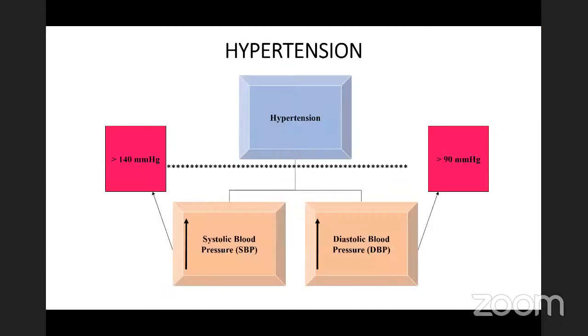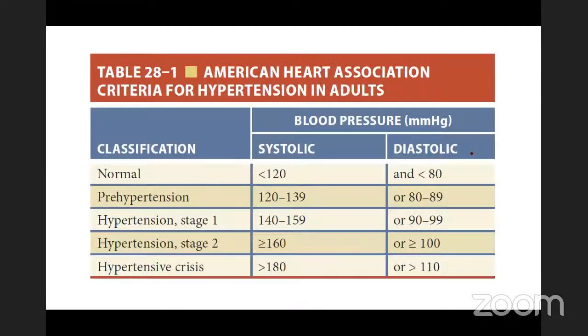By definition, a systolic BP of more than 140 or a diastolic BP of more than 90 is considered as hypertension. According to the American Heart Association classification, they have given the range for the diagnosis of hypertension. Normal is less than 120 by 80. The pre-hypertensive group is between 120 to 139 systolic and 80 to 89 diastolic.